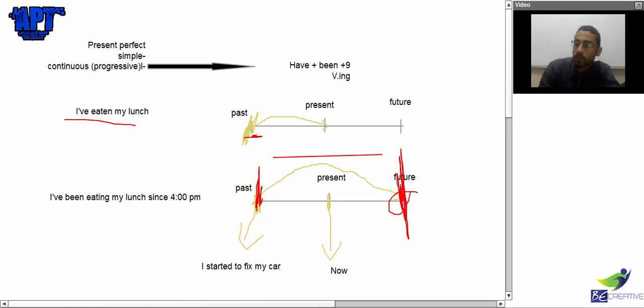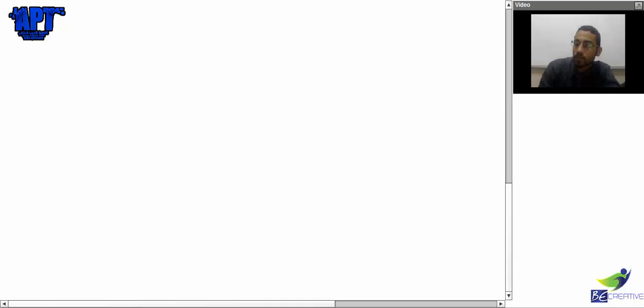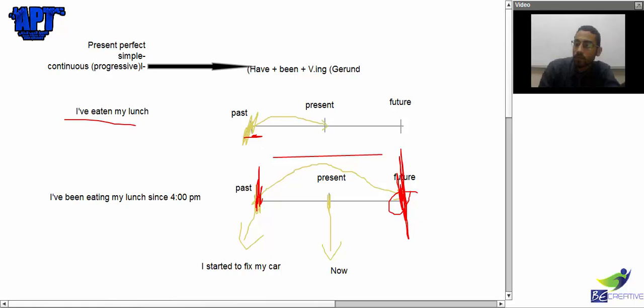So verb to have, then verb ing. So that's verb to have plus verb to be plus verb ing. Now we understand it like this. Understand the tense. Now, so continuous.